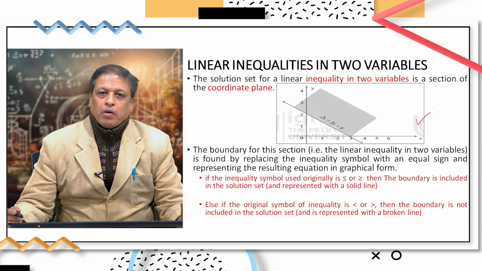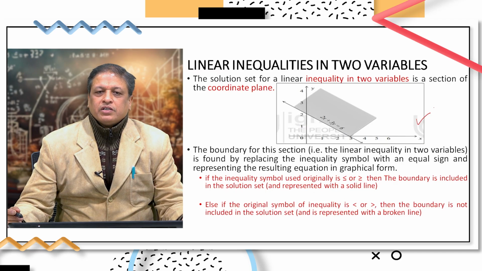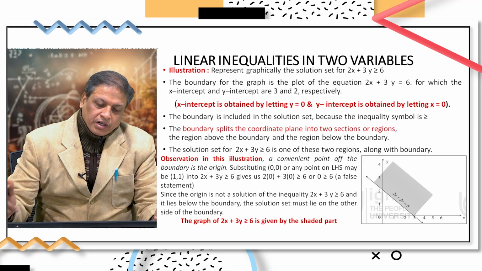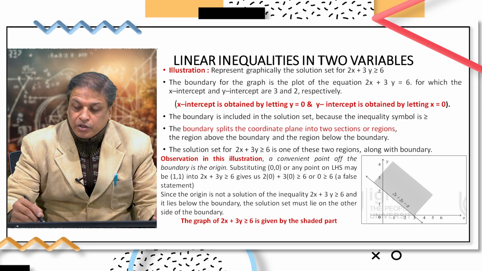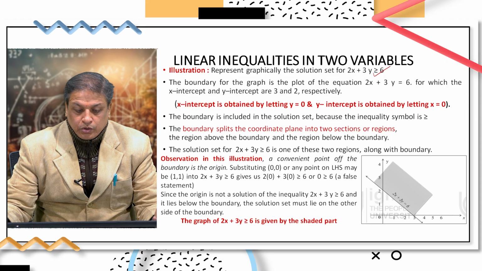So we learned what the boundary represents, and there are different types of boundaries. A boundary can be a solid line wherein the inequality is less than equal to or greater than equal to, and the boundary can be a dotted line wherein the inequality follows the symbol less than or greater than. That means the points lying on the boundary are not included in the solution. In order to understand this drawing of the graph in a better manner, let's consider an illustration. Over here in the illustration, we are supposed to represent graphically the solution set of the inequality 2x plus 3y greater than equal to 6.